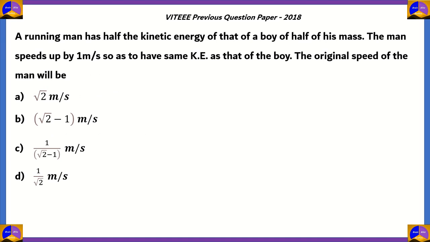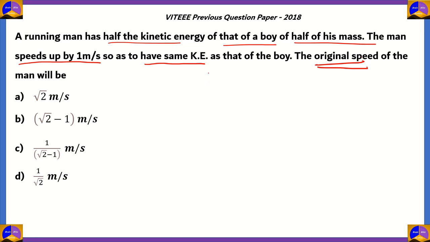So let's look at the next question. A running man has half the kinetic energy of that of a boy of half of his mass. The man speeds up by 1 meter per second to have the same kinetic energy as that of the boy. We need to find out the original speed of the man.